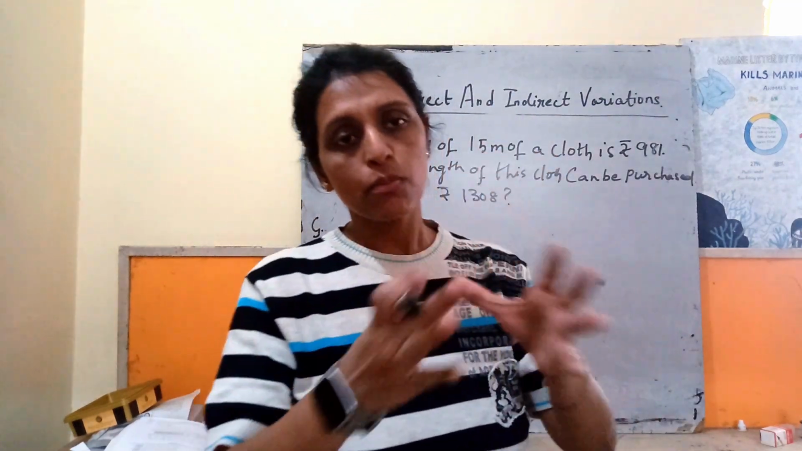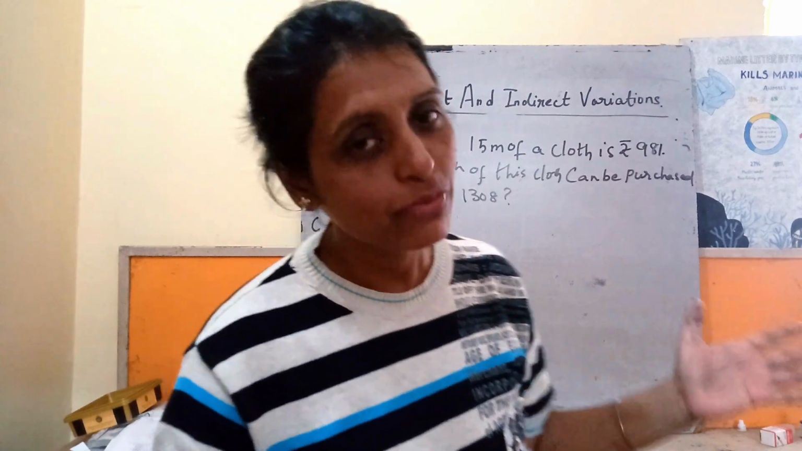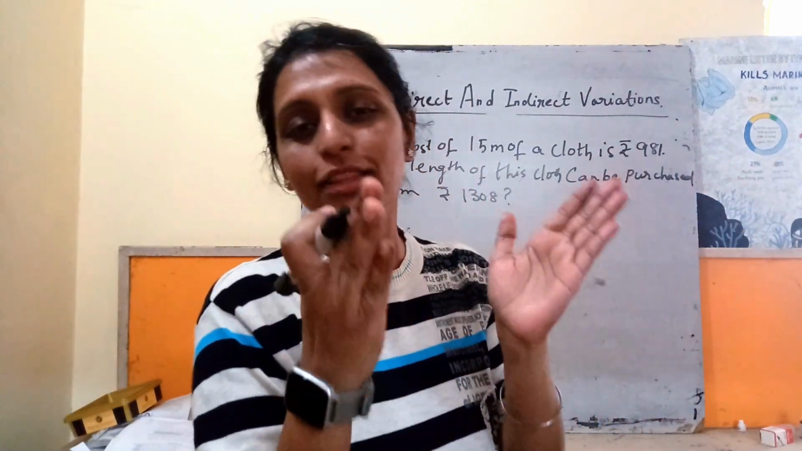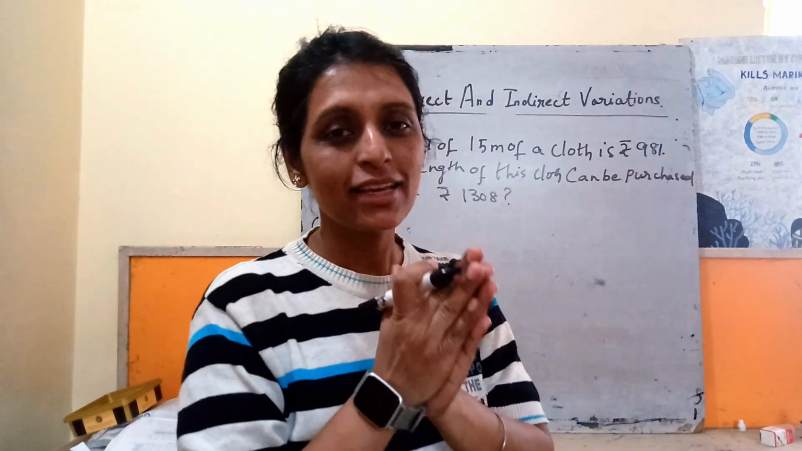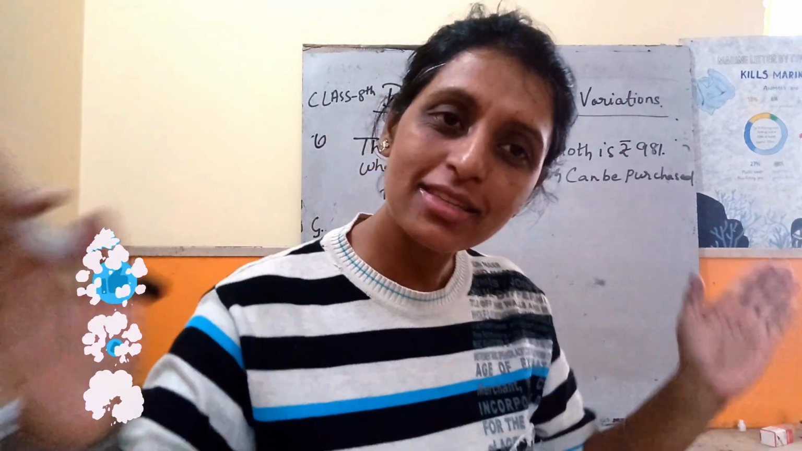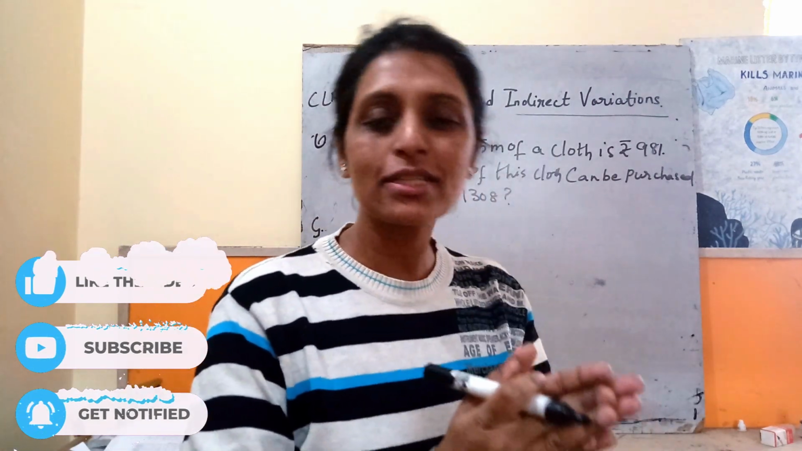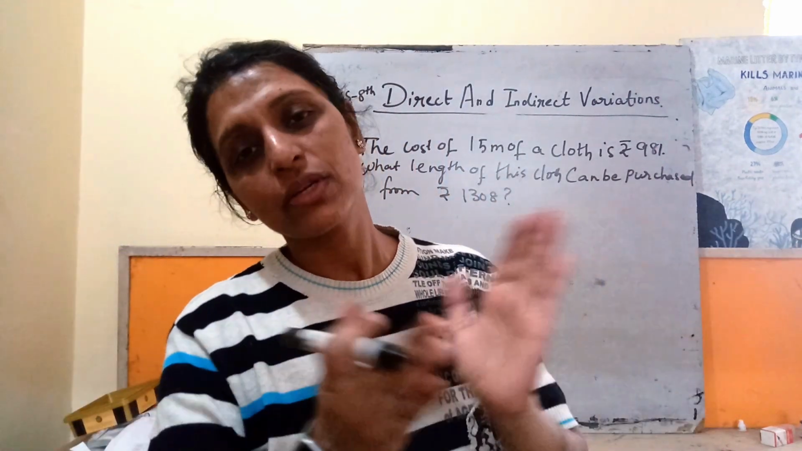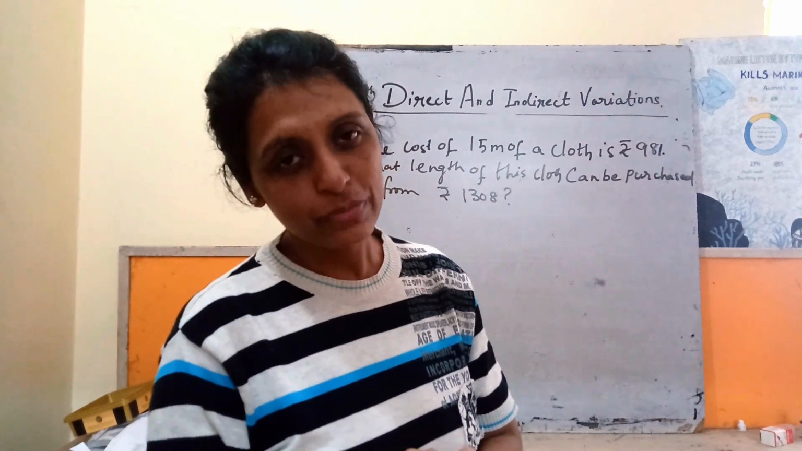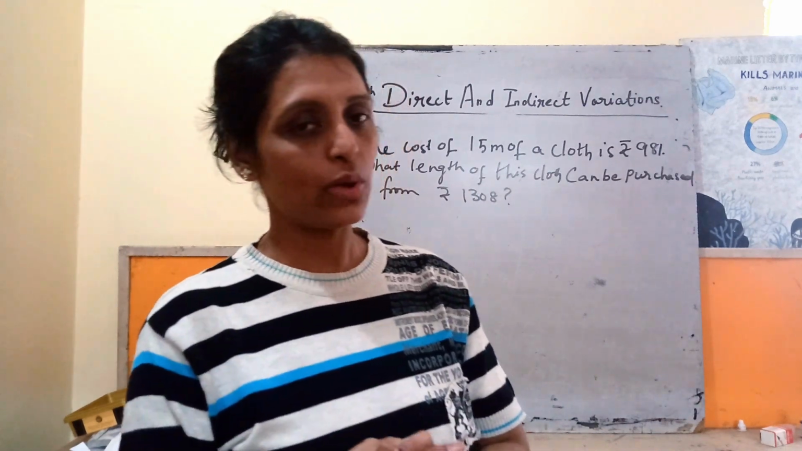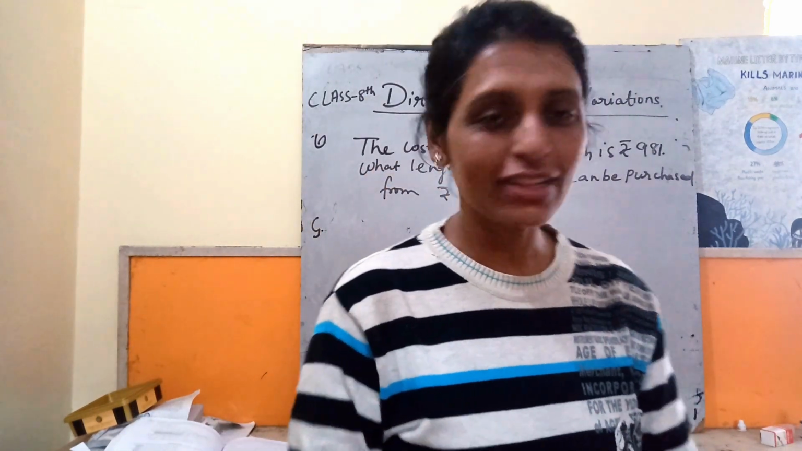See, the more the length of the cloth, the more the price will be. The lesser the length of the cloth, the lesser the price will be. It means when one quantity increases, the other quantity increases as well, and when one quantity decreases, the other quantity decreases as well. So they are in direct variation. Let's see how to solve this.